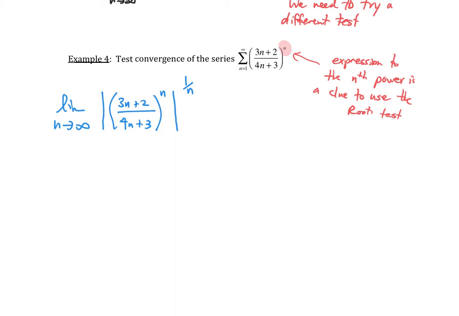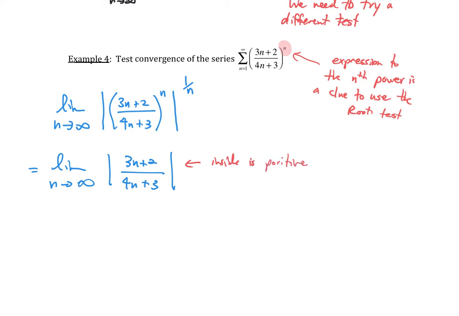So the result is we're going to get the limit as n goes to infinity of the absolute value of (3n plus 2) divided by (4n plus 3). Now, I have absolute values there, but every term inside is positive, so I can really drop the absolute values. So I take the limit as n goes to infinity of 3n plus 2, which is positive, divided by 4n plus 3, which is positive.